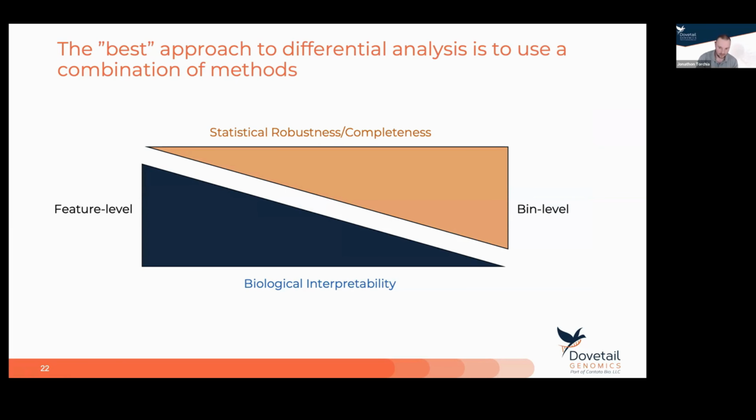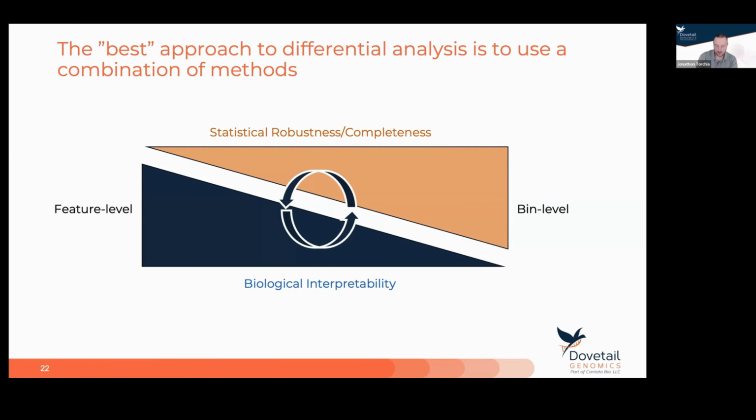This is an image that sort of summarizes that. If you're looking for robustness and completeness, you're going to choose a bin level experiment or a bin level tool. If you're looking for ease of interpretation at the feature level, you're going to probably choose a feature level comparison. You can probably see where I'm going with this: what is the best way to do this? And I would argue, and the authors of that study also argue, that the best way is to do both, to actually operate on both ends of the spectrum so that you can get comprehensive results, but make sense of it by looking to the features themselves as well.